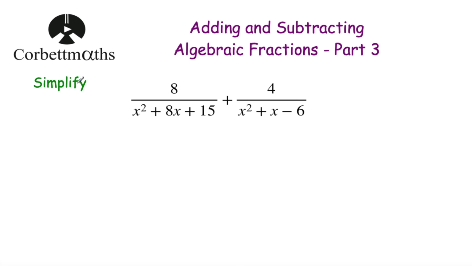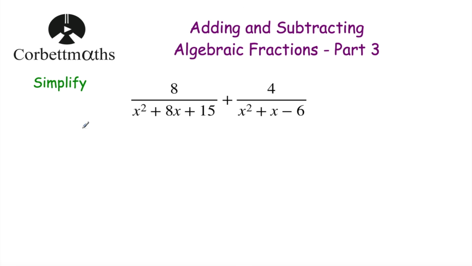Okay, so let's have a look at our first example. Our first question says simplify 8 over x squared plus 8x plus 15, plus 4 over x squared plus x minus 6. So here we've got two fractions, we're going to be adding them together, but if we have a look at the denominators, we've got quadratics on the denominators. So what we're going to need to do is factorise these denominators first of all, and then we'll be able to figure out how to get a common denominator to add our fractions. Okay, so let's factorise the two denominators.